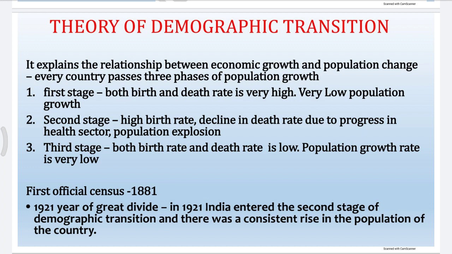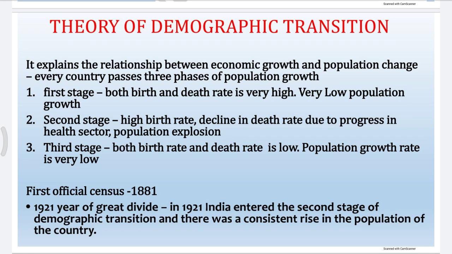First stage. In the first stage, birth rate and death rate will be very high because of inadequate public health facilities, social beliefs, illiteracy, etc. As a result of high birth rate and high death rate, the population growth will be very low. There is no problem of population, and this stage represents an underdeveloped economy.